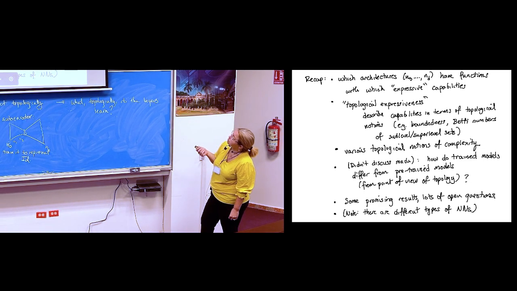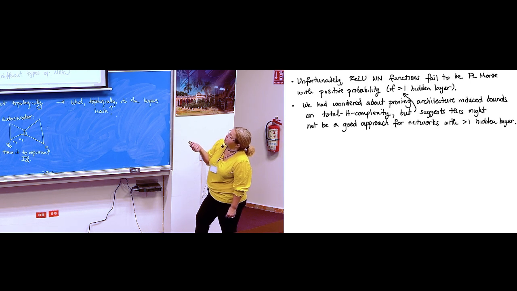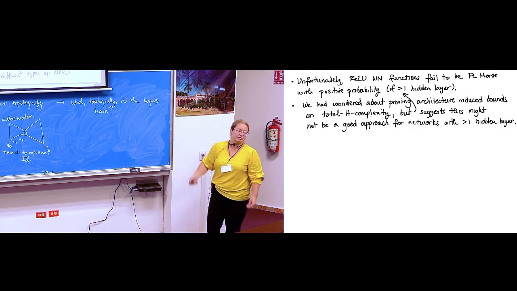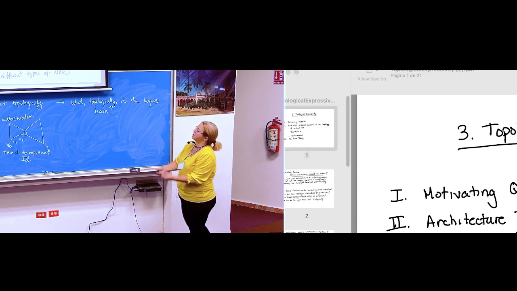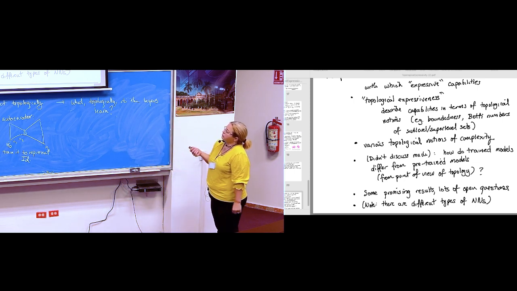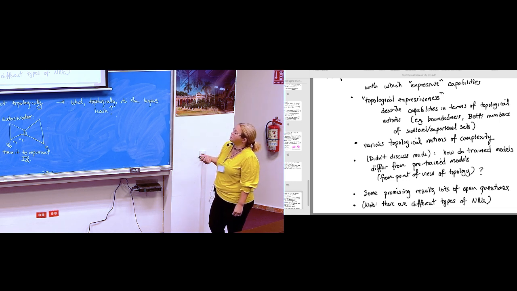I didn't discuss this much, but I should say that most of this discussion has not involved training. So a really vague, big topic is, how do the trained models differ from just a randomly selected model? Are their topological properties different? I think that's kind of what Greg was asking. And we've seen that there are some promising results and lots and lots of open questions.